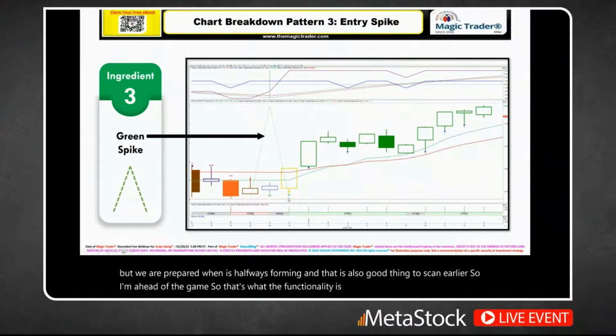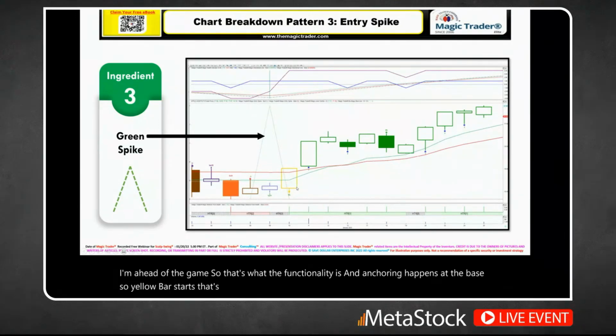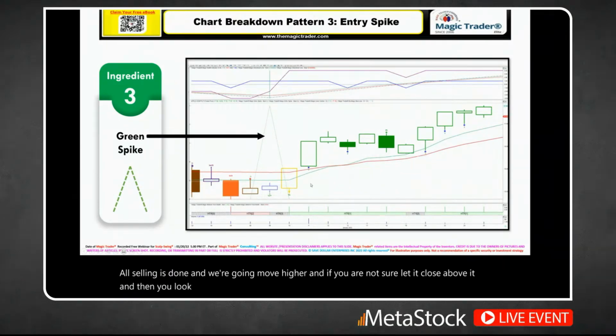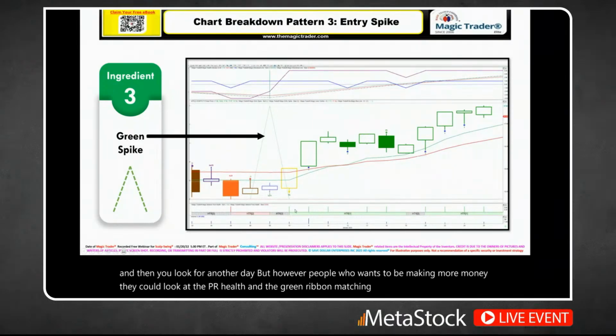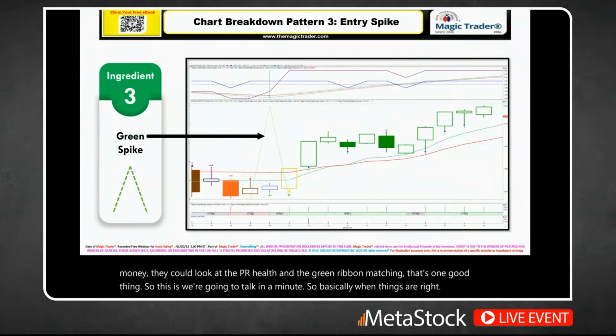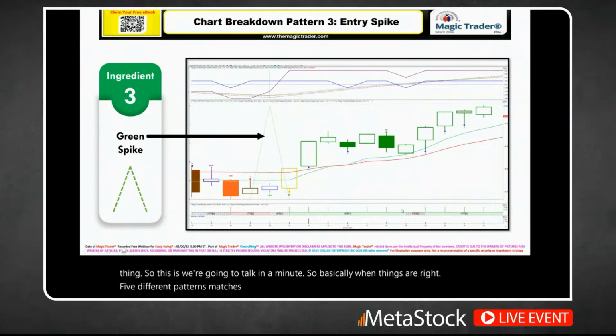And anchoring happens at the base. So when the yellow bar starts, that's the catalyst. That means all the selling is done. And you could see from here, all selling is done and we're going to move higher. And if you are not sure, let it close above it. And then you look for another day. But however, people who want to make more money could look at the pure health and the green ribbon matching. That's an even better thing. So we're going to talk about this in a minute. So basically, when things are right, 5 different patterns match, and the catalyst is the fuel on a fire.